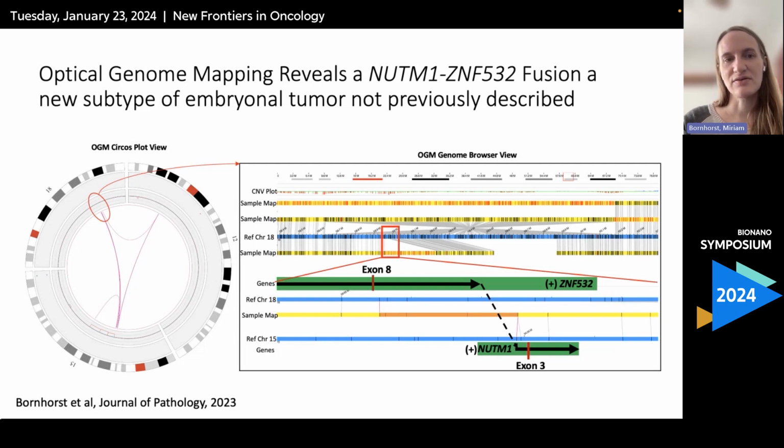So you can see on here the circos plot. So there's a very complicated sort of rearrangement between chromosomes 18, 15, and 12. And then on the side there, we sort of broke down the different chromosomes. And ultimately, through all the different rearrangements, there is a fusion between the ZNF532 and the NUTM1 proteins. We did do some testing to show that this was impacting the function of the NUTM1 protein, which would be very important for tumor growth.